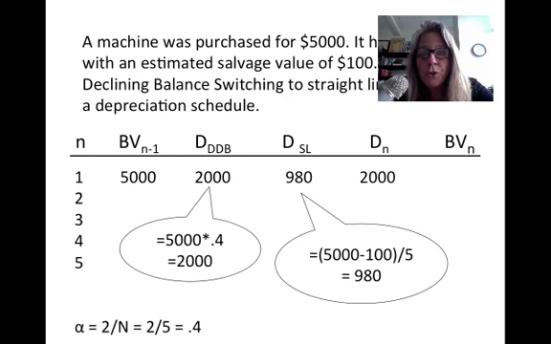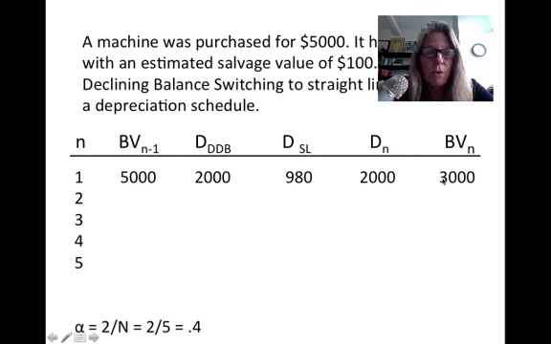In order to choose which depreciation method we use, we take the maximum of the two. The depreciation for double declining balance is 2,000, straight line is 980, so we choose the 2,000 because it's greater. Then we calculate the book value, which is 5,000 minus the depreciation we're going to use. We take that value and bring it down to the beginning value for time period 2. So the book value at the end of time period 1 is equal to the book value at the beginning of time period 2.